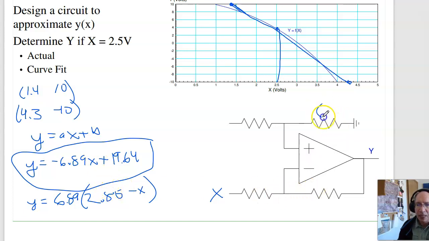The gain is 6.89, so 6.89k, 1k, 6.89k, 1k. This is an instrumentation amplifier. Gain is 6.89 times A minus B. A is 2.85 volts, and B is X. So this circuit implements that curve fit.